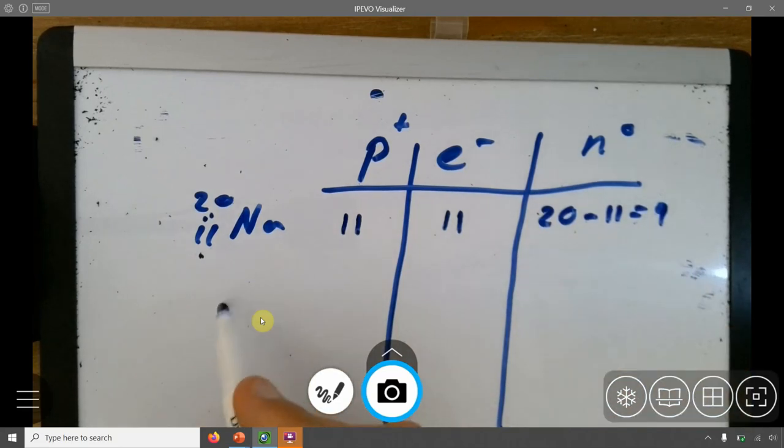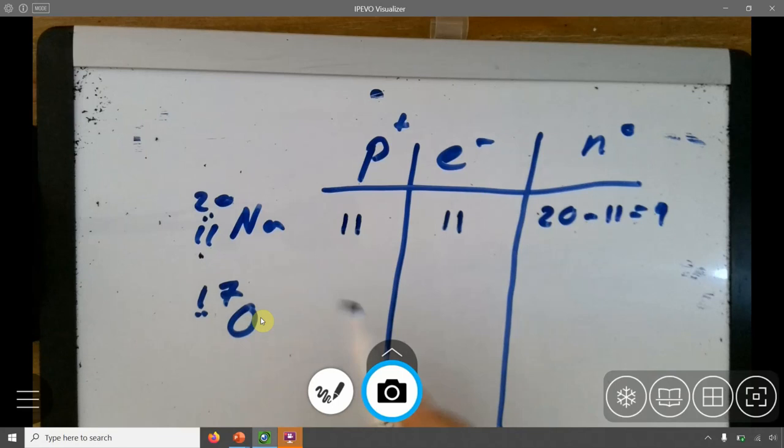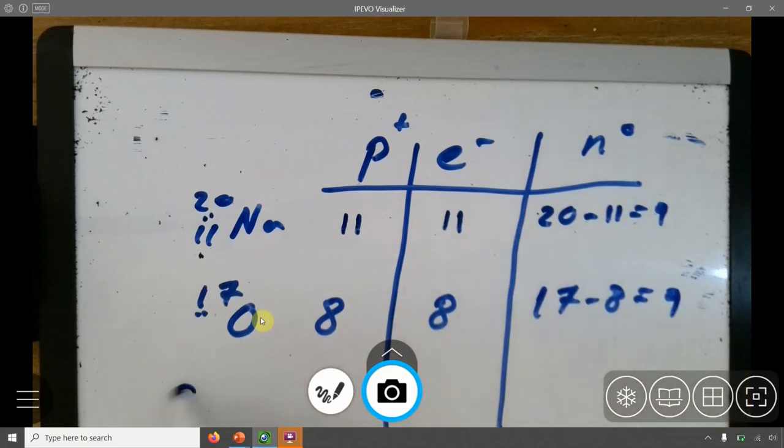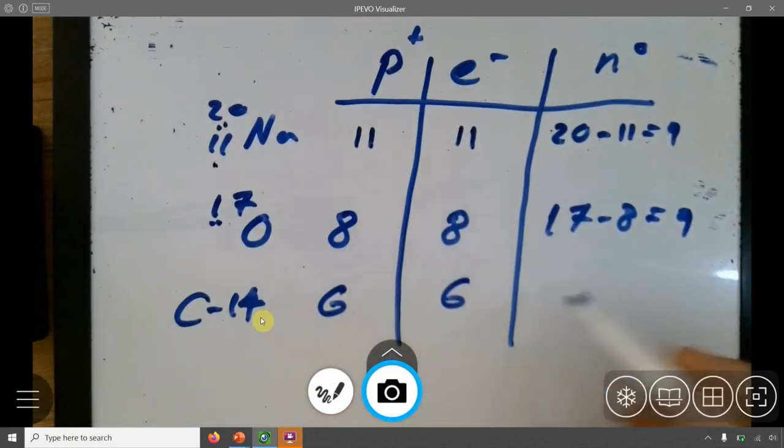Okay, let's look at oxygen 17. Okay, 17, this is protons plus neutrons. Protons for oxygen is 8. Number of electrons is also 8. And so this will be 17 minus 8, which would be 9. Okay, 9 neutrons again. C14, which we just did, C has 6 and 6, because it's a neutral atom. And then 14 minus 6, it'll be 8.